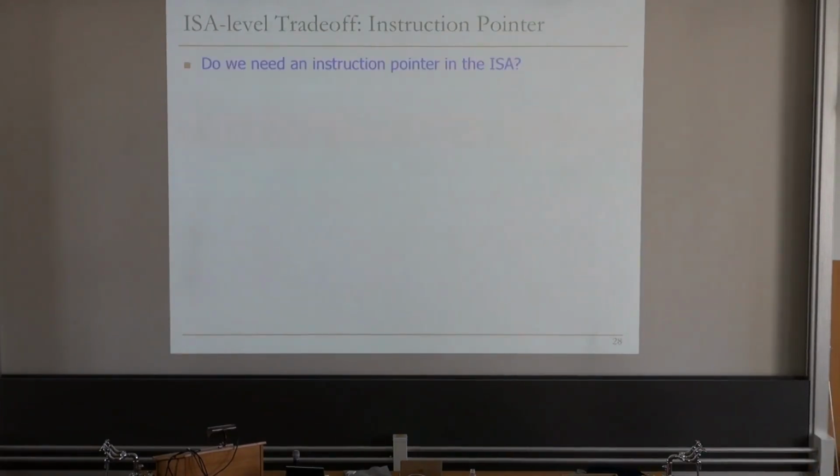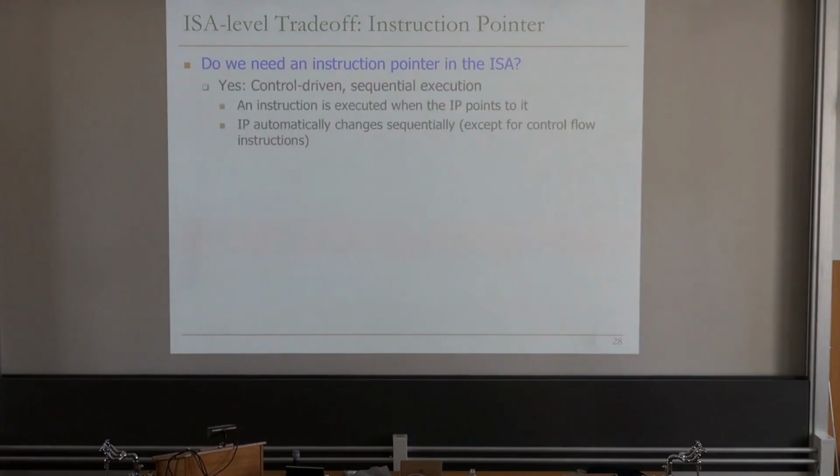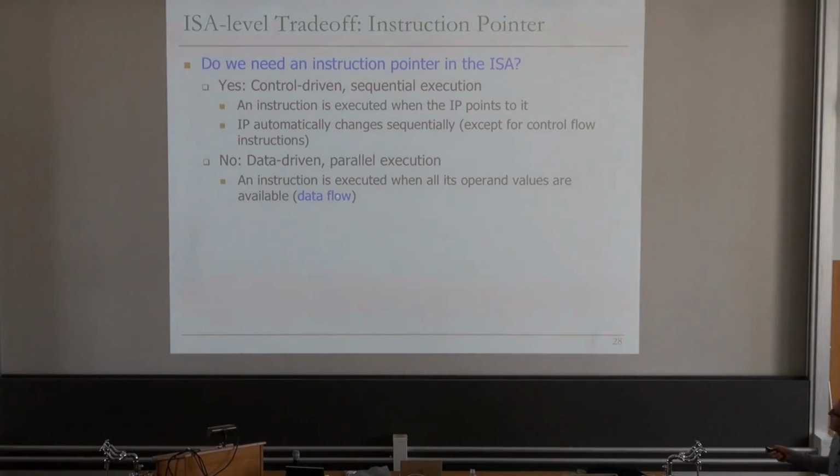OK. So basically, this is an ISA level trade-off. Do we need an instruction pointer in the ISA? That's a key trade-off in an ISA. If your answer is yes, you're control-driven and sequential. An instruction is executed when the instruction pointer points to it. An IP automatically changes sequentially. If your answer is no, you're data-driven and parallel. I'm not sure if that's the only space of the no answer, because this is one example of a no answer. An instruction is executed when all its operand values are available. This is called Dataflow. And there are many trade-offs that this now enables, right?